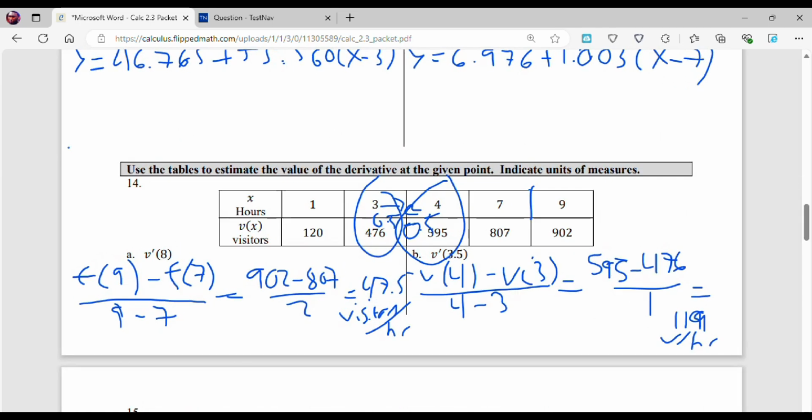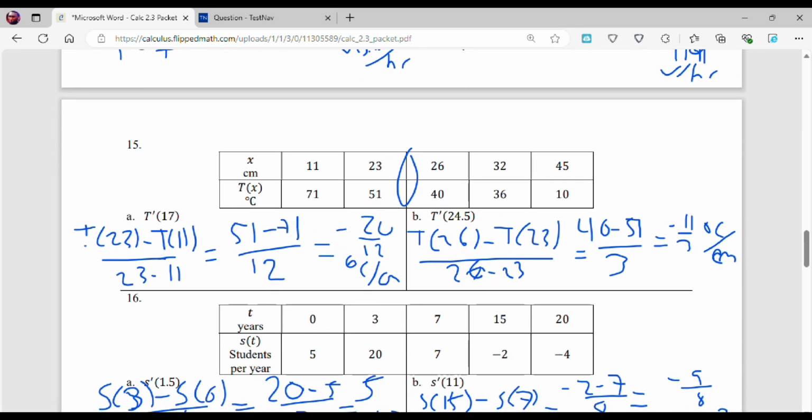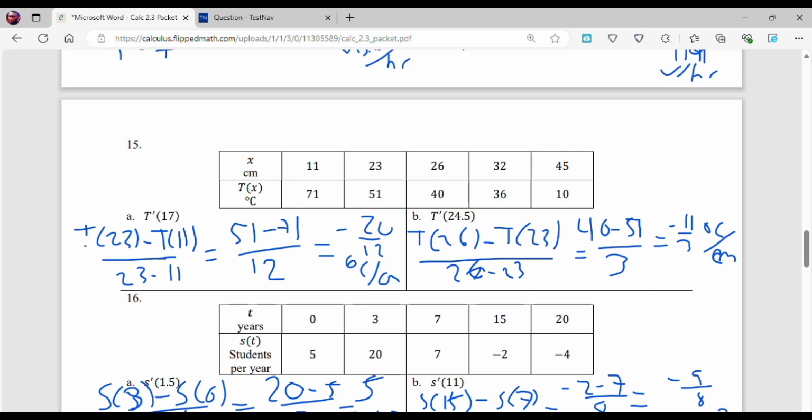Those are going to be your best estimates for v prime of 3.5. Okay. Another question. You're just given values, t of x in degrees Celsius, and x is in centimeters. So t prime of 17. Take a guess and try to see which two values you're going to use. I have the answers there, but try to see if you can. If I were to ask you why you chose those two values, try to see if you can answer that. Give me the reason.